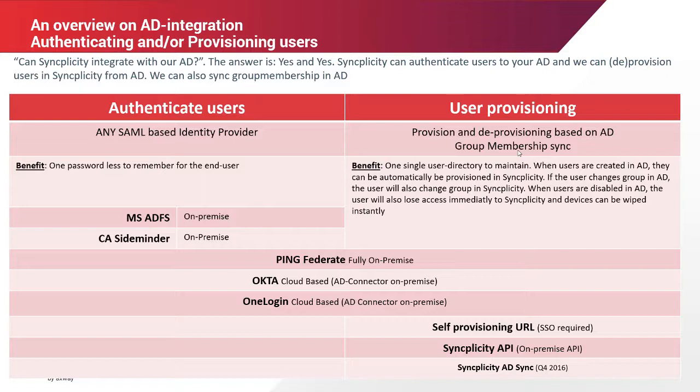So make the distinction between on-premise and off-premise. For user provisioning, which runs somewhere in the cloud, or in this case Ping can run completely on-premise. These can also be used for authentication, so they do both. They do both authentication and user provisioning, while Microsoft Active Directory Federation Services and Shibboleth or CA SiteMinder can only authenticate users. And then for user management, you could use the self-provisioning URL, which requires SSO to be activated.